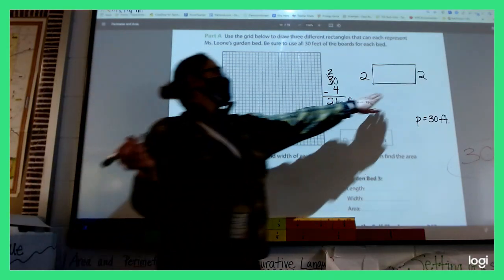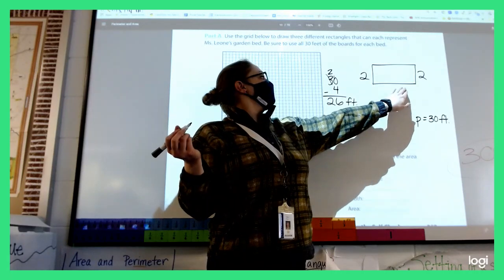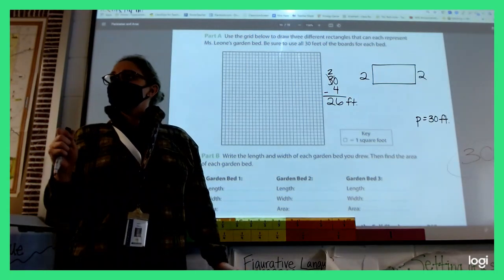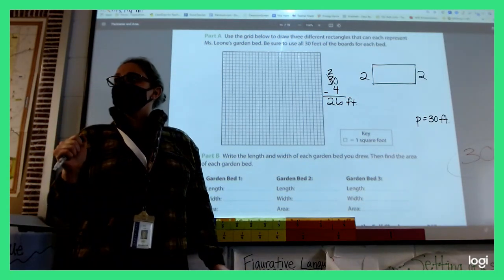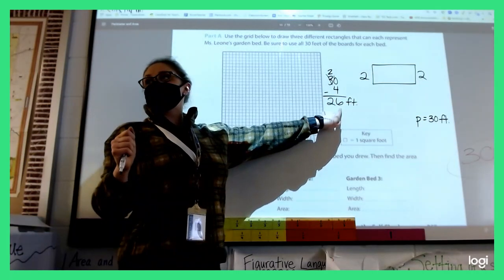So is my length 26 feet? Why not? Cadence, you're shaking your head no. Why can't that be 26? Because 26 plus 26 is more than 30. Ah, do I have to split that into two pieces?